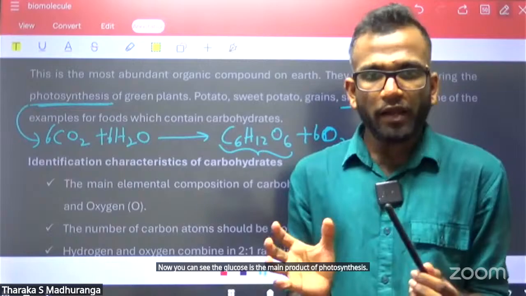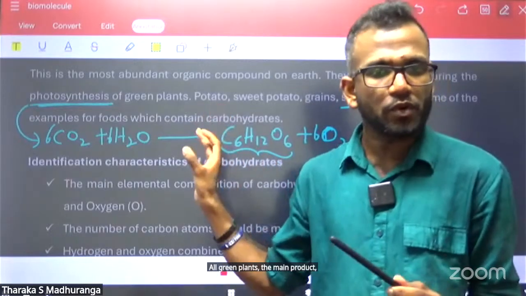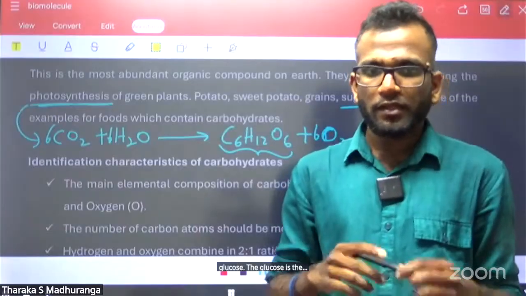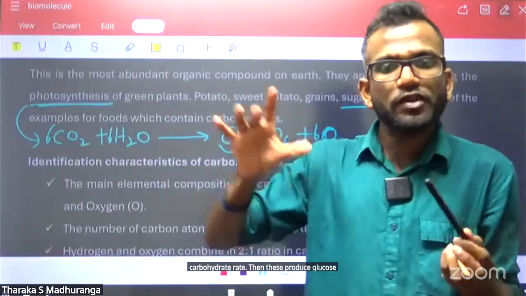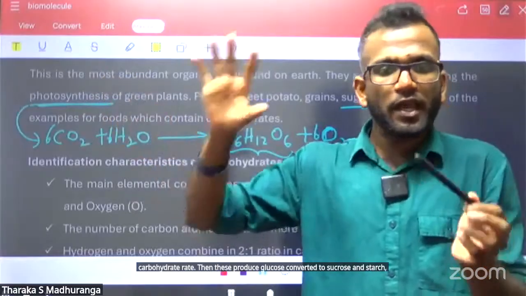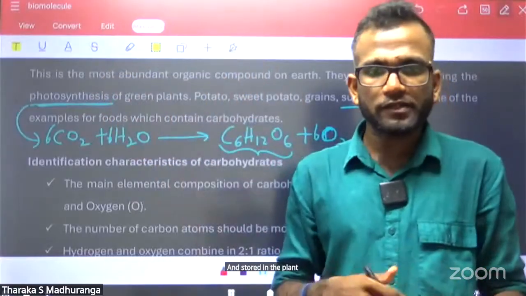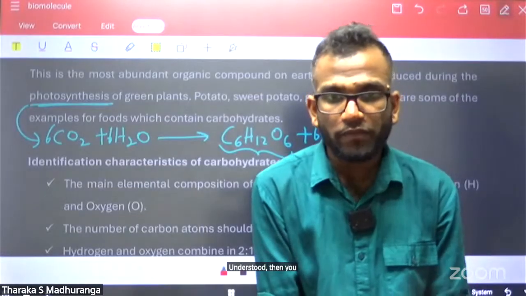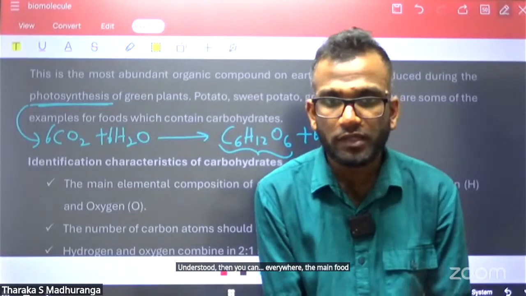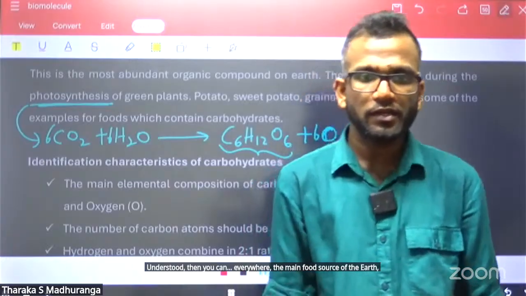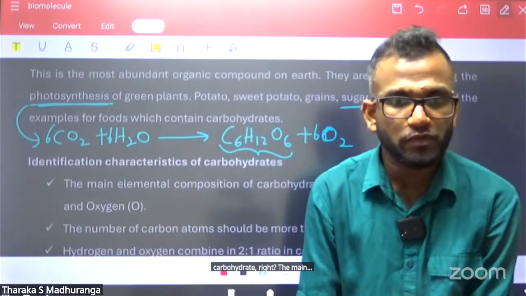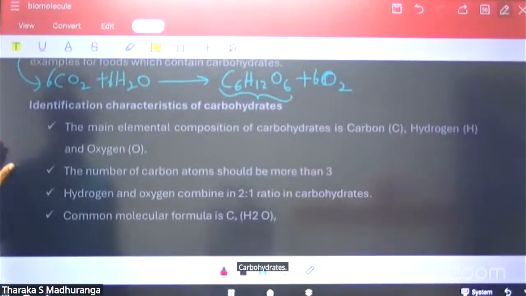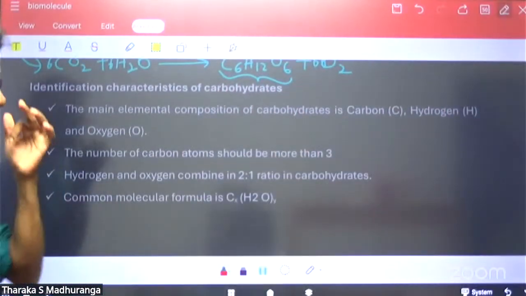All green plants, the main product is glucose. The glucose is a carbohydrate. Then this produced glucose converts into sucrose and starch and is stored in the plant parts. Understood? Then everywhere the main food source of the earth is carbohydrate, right? The main food source. Plants produce carbohydrates. Okay.